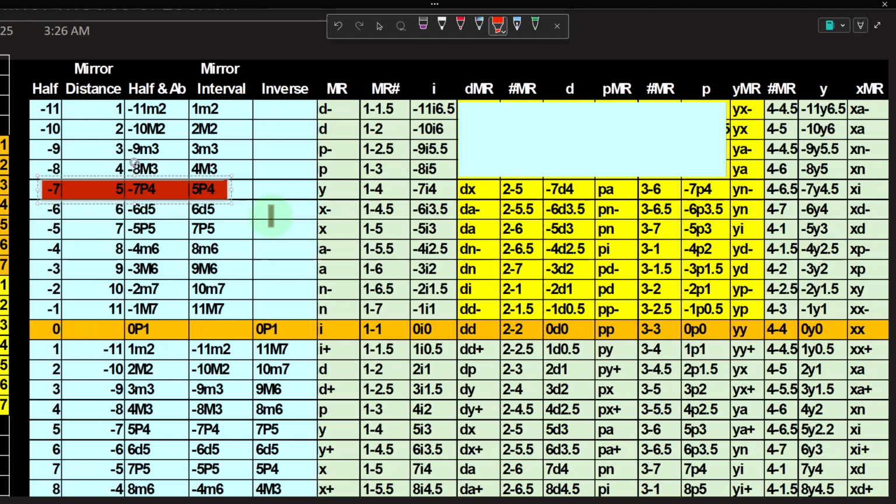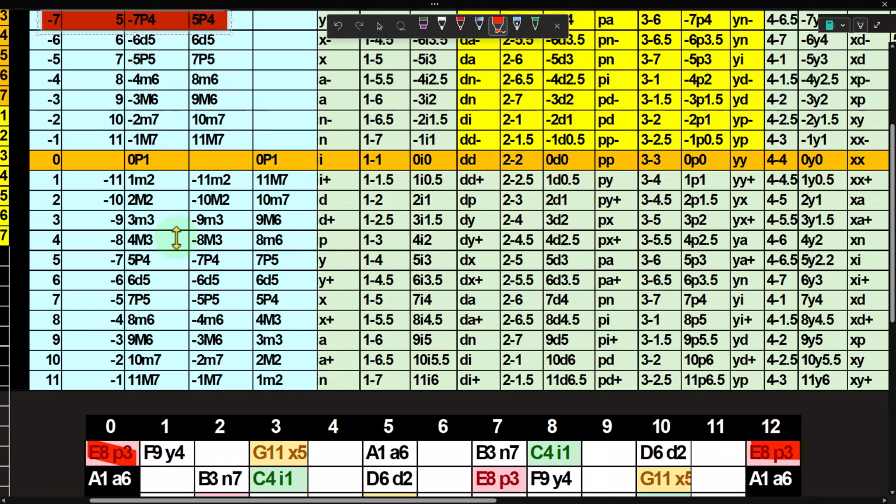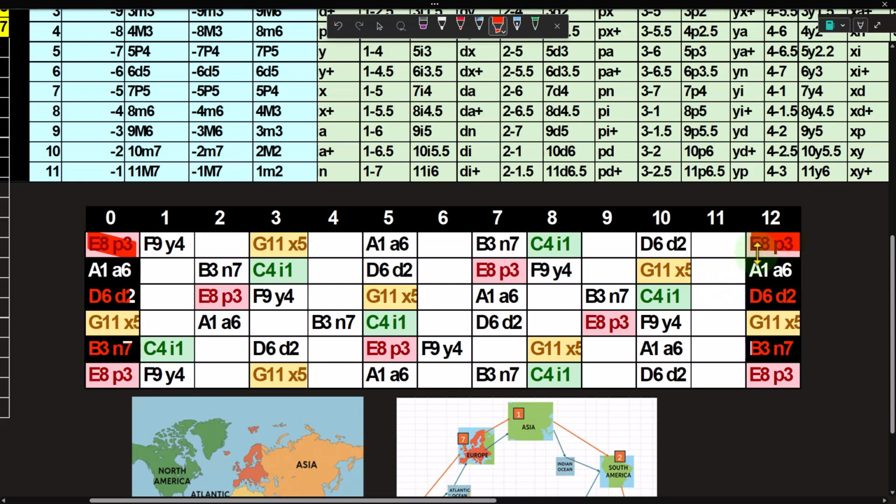All right, let's go 7 backwards. So if we go 7 backwards from the Phrygian, 1, 2, 3, 4, 5, 6, 7, we land on the Aeolian. 7 back from the Dorian, 1, 2, 3, 4, 5, 6, 7, we land on the Mixolydian, so it would be a DX modal range. 7 back from the Locrian, 1, 2, 3, 4, 5, 6, 7, we land on the Phrygian, so it would be an NP modal range.